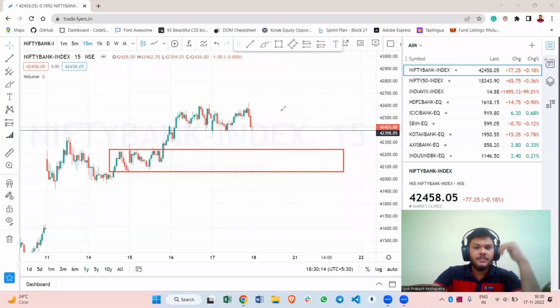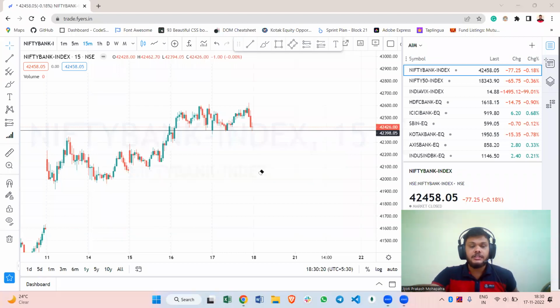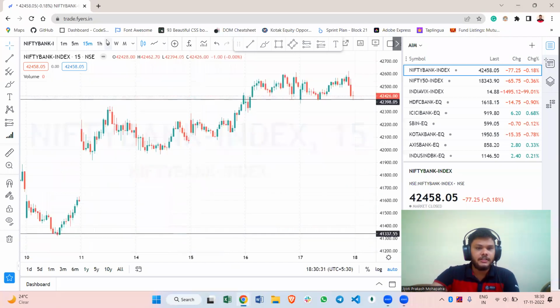But you need to do the analysis by yourself, and after that, set your target, set your stop losses, and prepare your risk management. After that, you can take trade. So now let's look into Nifty 1 day candle chart.